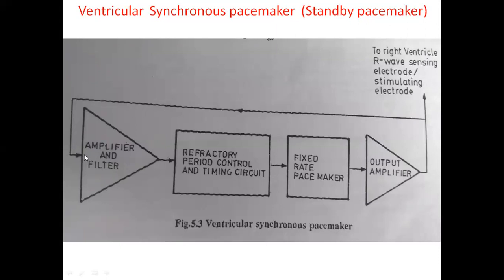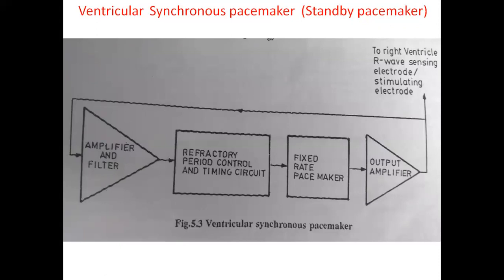The electrode output is sent to the amplifier and filter. The sensed signal has both the P wave and the QRS waveform, and the filter blocks the low frequency signals. In addition to the P and R waveforms, there are some other interference signals also.